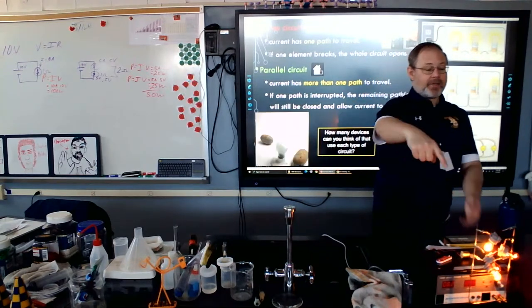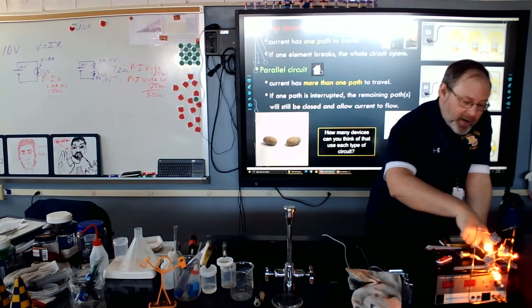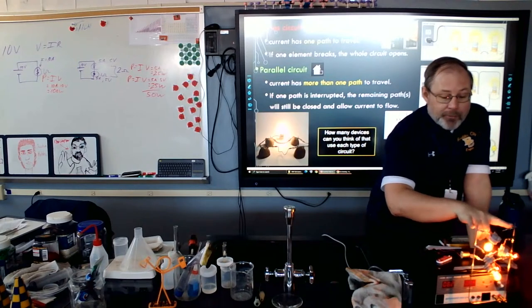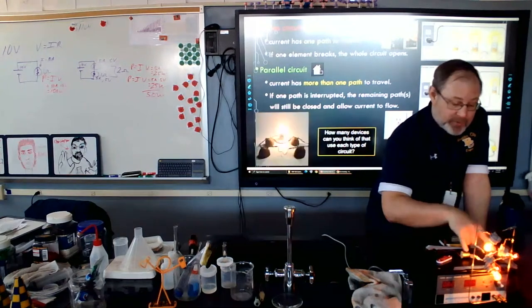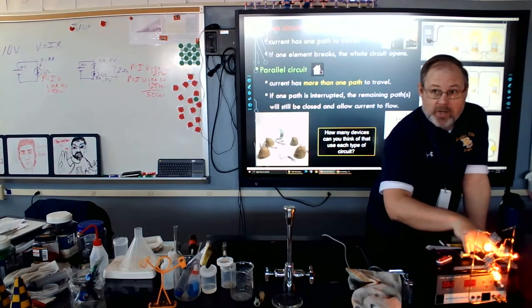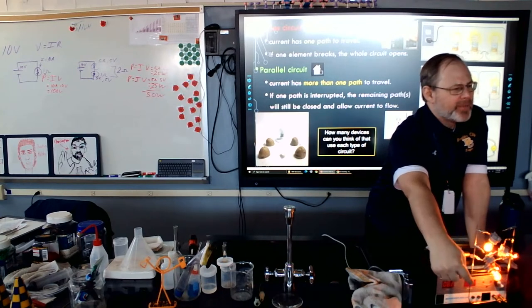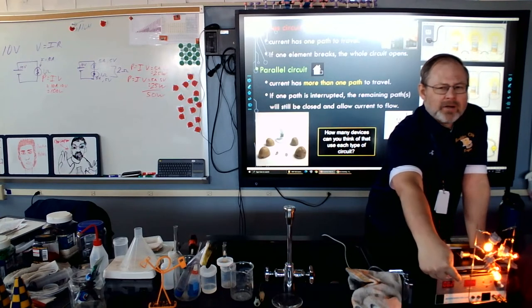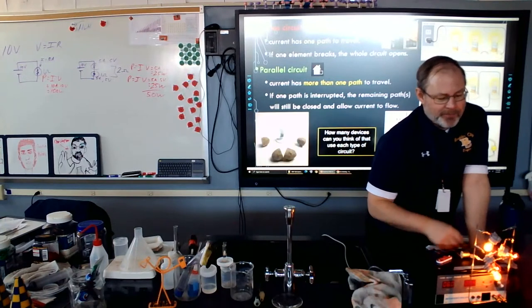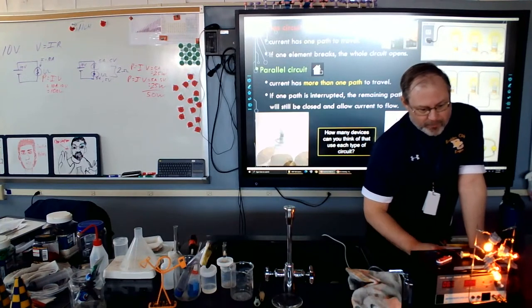Okay, so take a look. Yeah, the third branch is just as bright as the first bulb, because the third branch has the same access to the generator that the first branch does. And it doesn't have to divide any of its 10 volts. Is it still reading 10 down there? 8.2. 8.2? Okay.